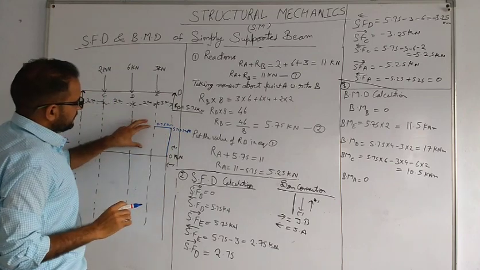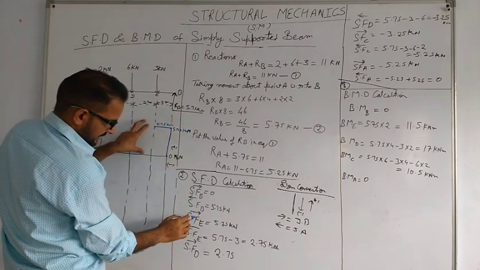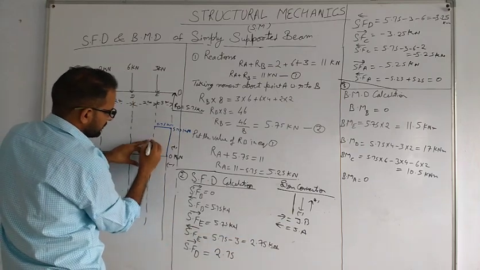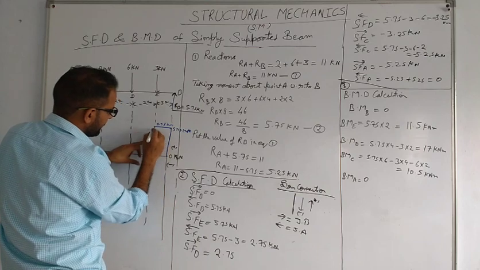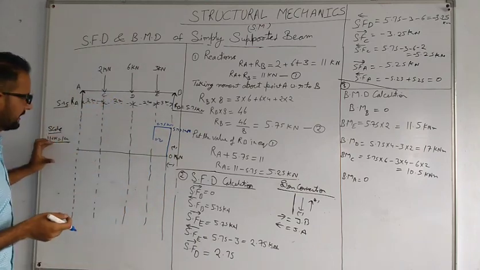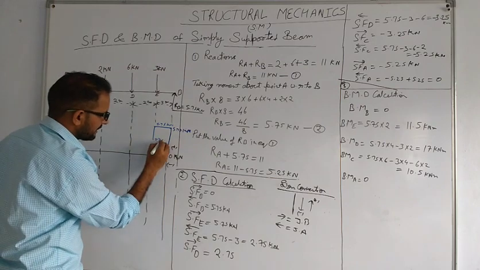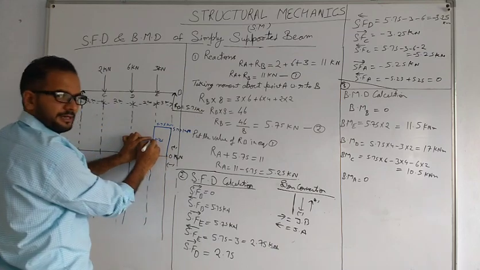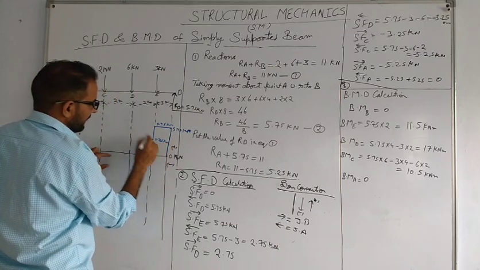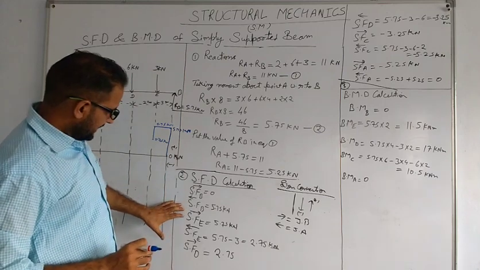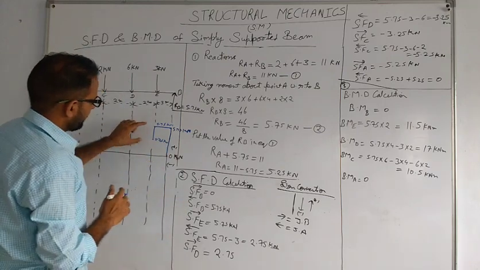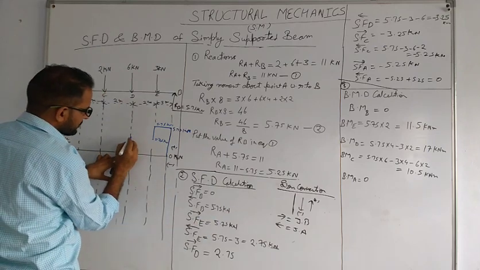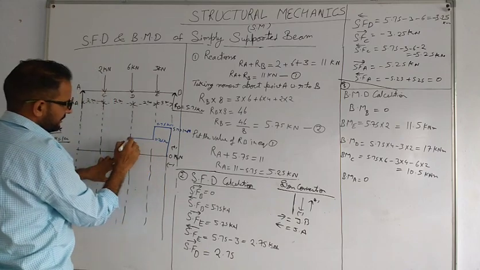Just after point E, the shear force is 2.75 kilonewton. So from here 1, 2, 3, and 2.75 is here. That's why we have taken the scale, so that we can plot this proportionately. If 1 kilonewton is 1 centimeter, we will take the line of 2.75 kilonewton and plot it here. Now shear force at point D just before is again the same 2.75 kilonewton, so we will join this line.